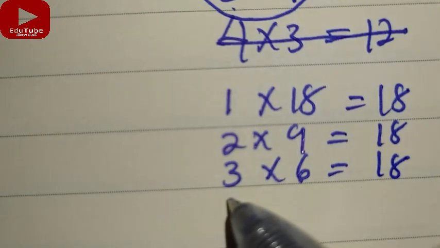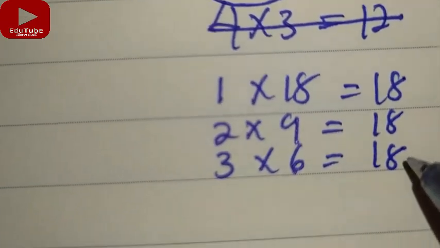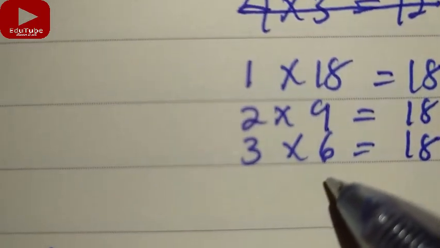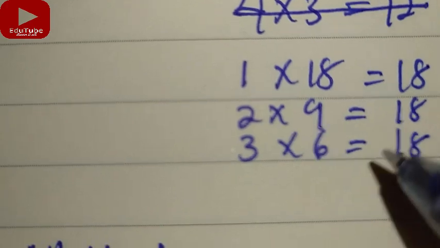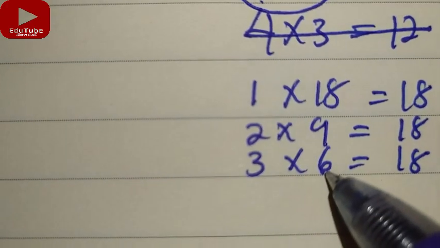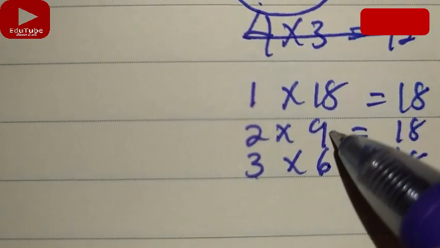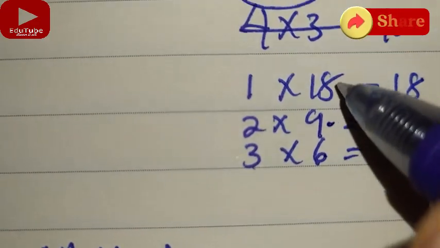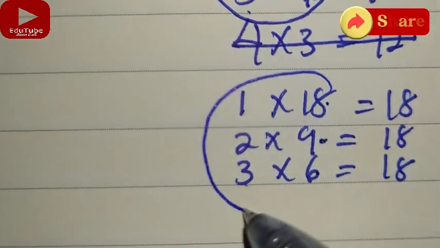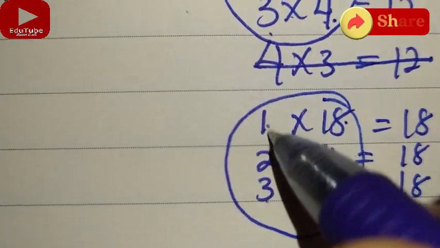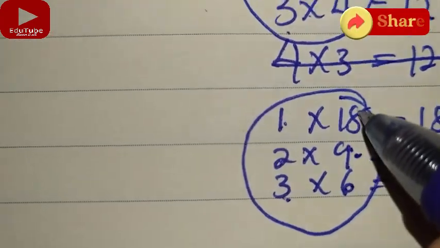What about 4? No number times 4 can give me 18 because I know that 4 times 4 is 16 and 4 times 5 is 20. What about 6 itself? 6 times 3, 18. So that means we are now repeating this set of numbers because after 6, the next number will now be 9, and after 9, the next number will now be 18. So these are factors of 18: 1, 2, 3, 6, 9, and 18 itself.